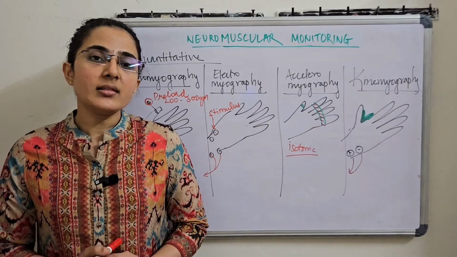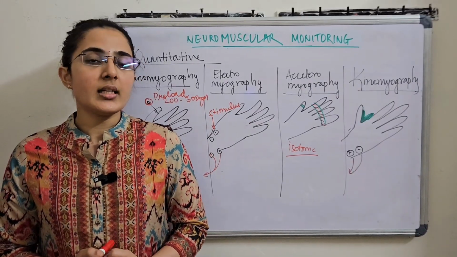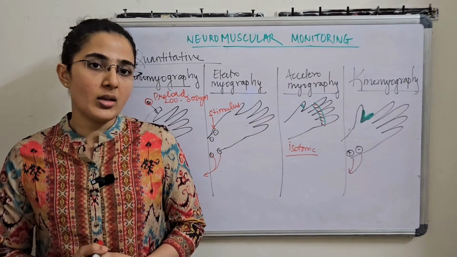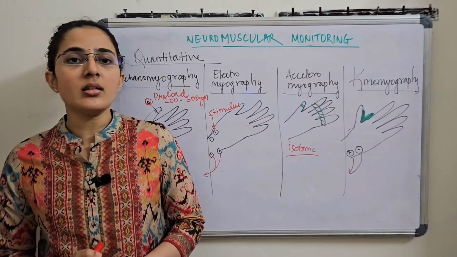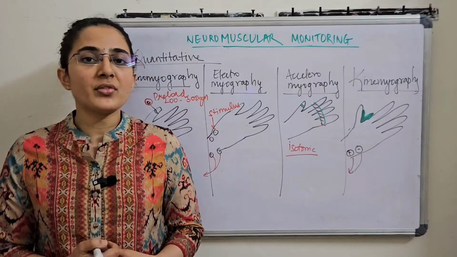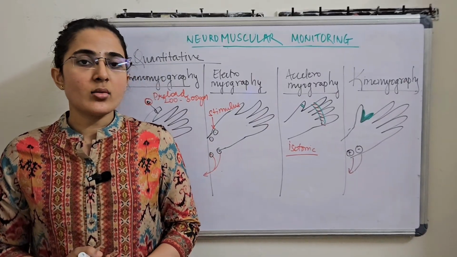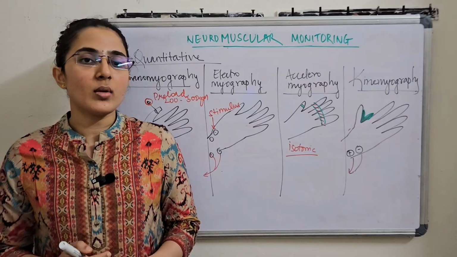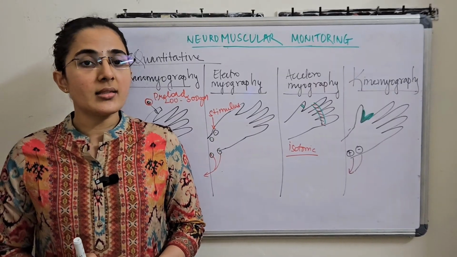But using TOF monitoring, we'll be able to accurately tell the neuromuscular blockade level, and also the depth of the neuromuscular agent that is being given. So in surgeries which require a very deep block also, this TOF monitoring is quite useful.